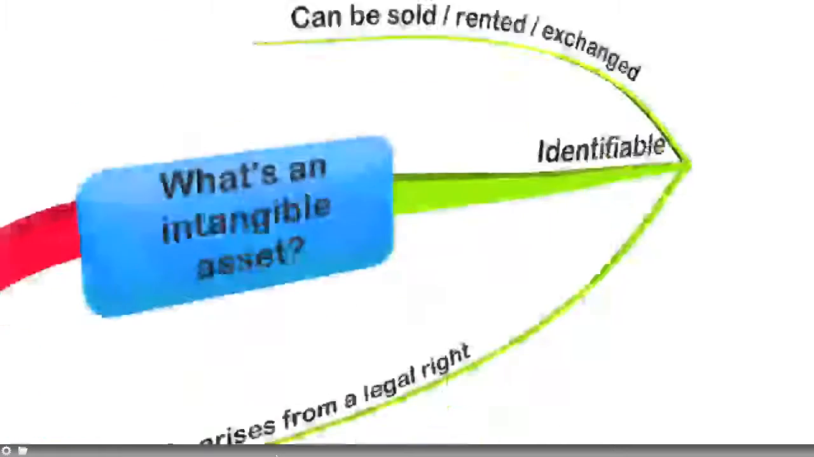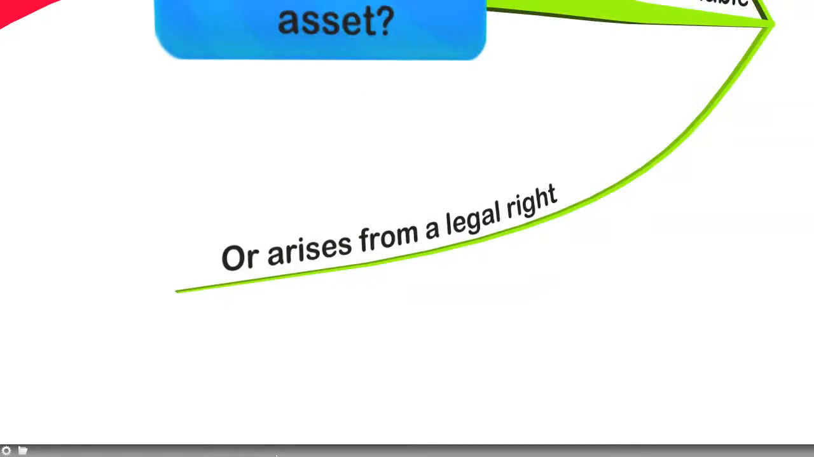Or it could also just arise from a legal right, such as you might have a taxi license, for example, that maybe you can't sell on, but obviously it does bring you in money, so the asset arises from a legal right, it legally allows you to be a taxi driver, and so therefore that would be an intangible asset.